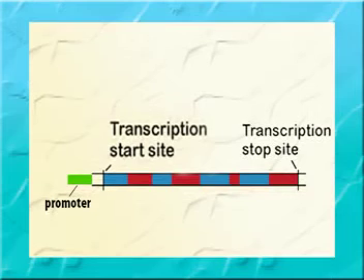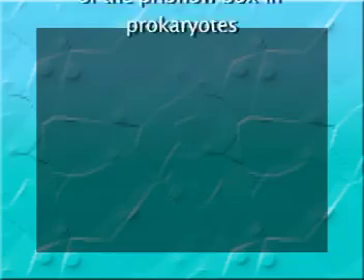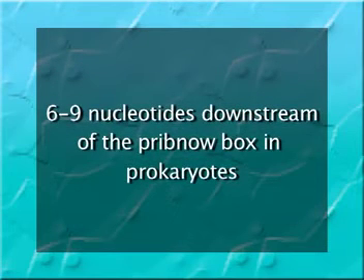It is that part of a gene which starts from the transcription initiation site and ends at the transcriptional terminator. The entire transcription unit is copied to form RNA. The first element in this region is the transcription initiation site, which does not have any long conserved region. It is located between 6 to 9 nucleotides downstream of the Pribnow box in prokaryotes.